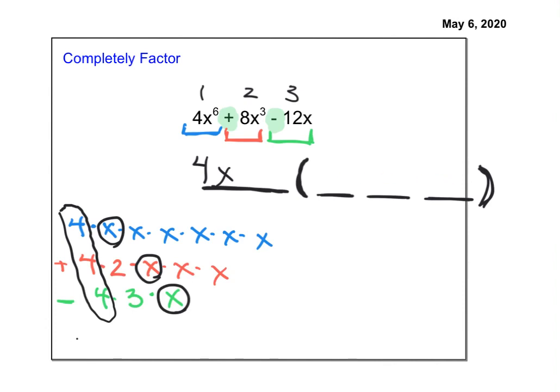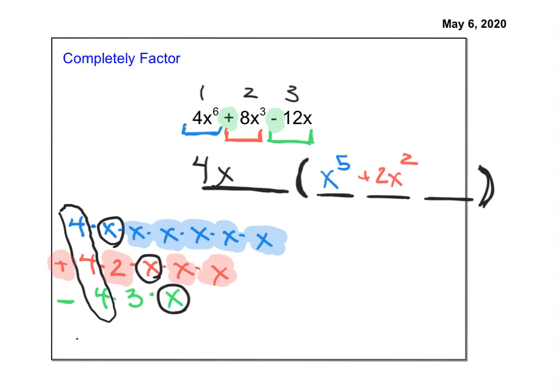So now it's time to move up to here and fill in what's left over. So I'm going to look at my list of blues. I've got an x, an x. That looks like 5 x's. So that's going to be x to the 5th. Look at my second list. I have a plus, a 2, an x, and an x. So that's going to get rewritten as plus 2x squared.